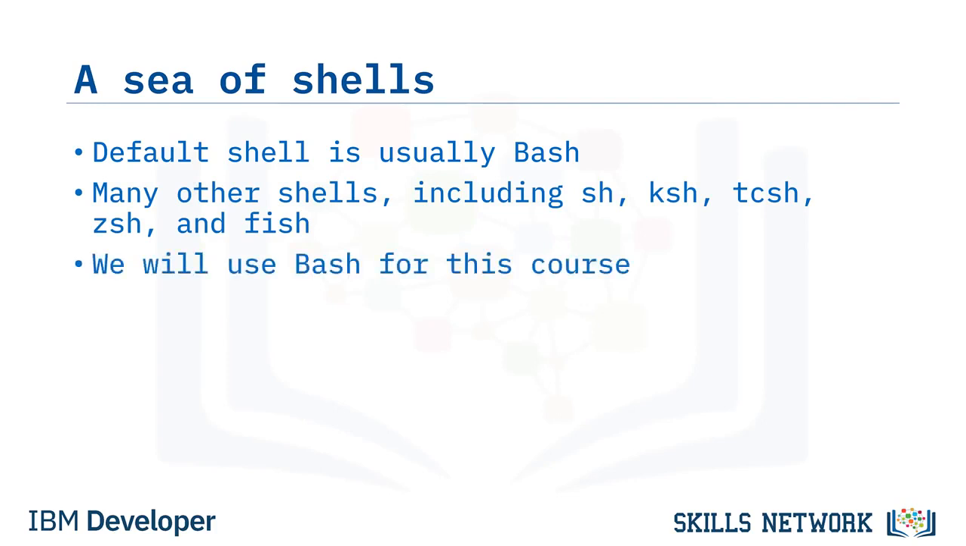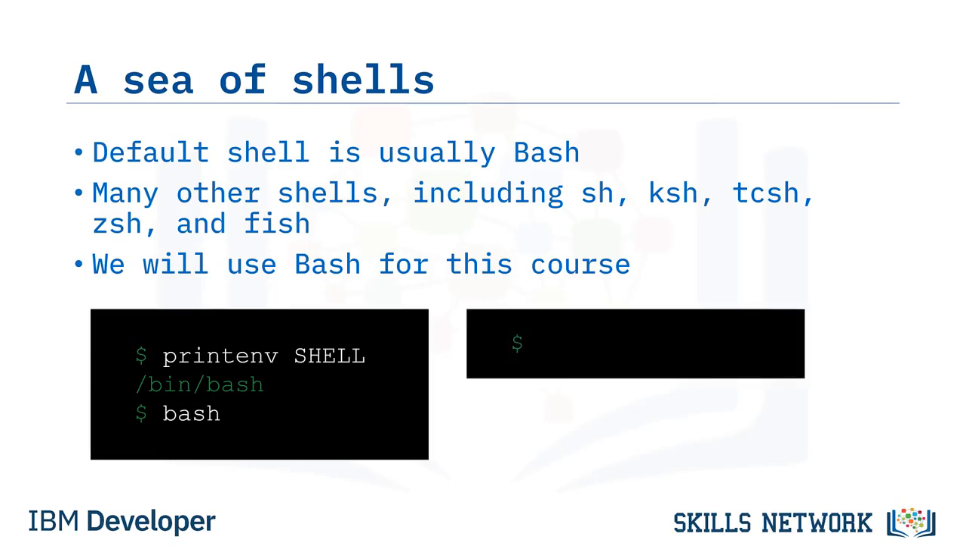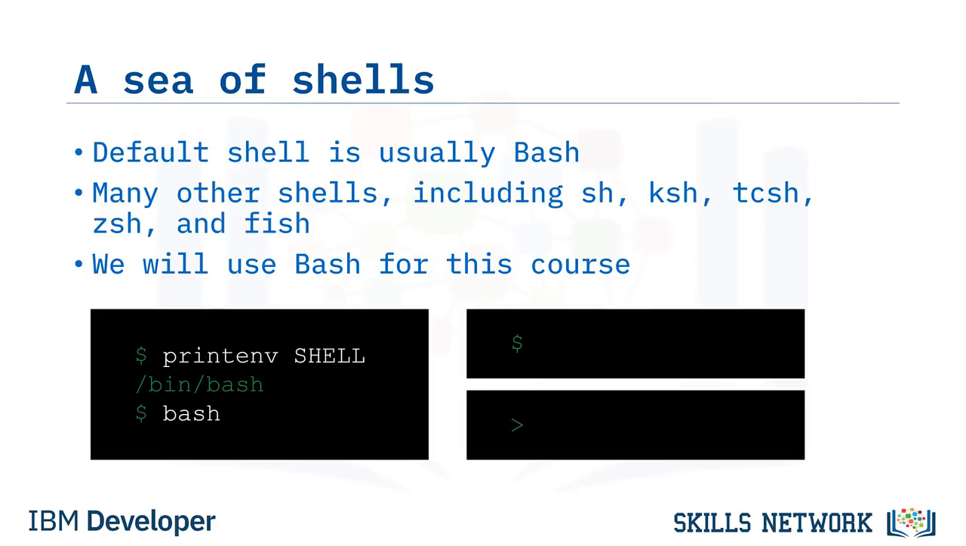For this course, we will only use the Bash shell, which stands for Bourne Again shell. To find out what the default is, enter printenv SHELL on the command line. This returns the path to the default shell program, which in this case is Bash. If your default shell is not Bash, you can always switch to it simply by entering bash on the command line. We will use the $ sign to represent the command prompt throughout this course. Outside of this course, you may encounter the greater than symbol being used for the same purpose.